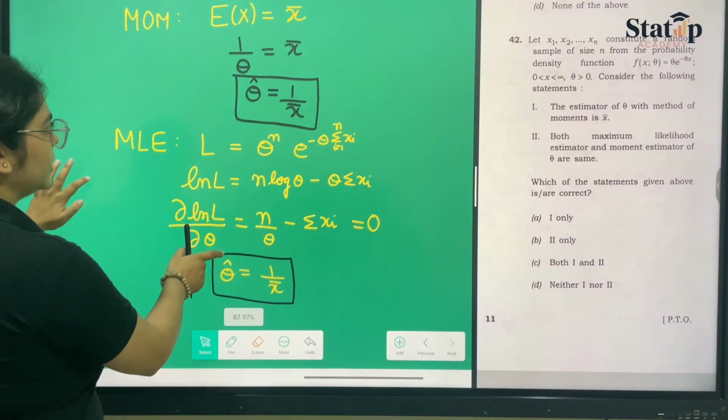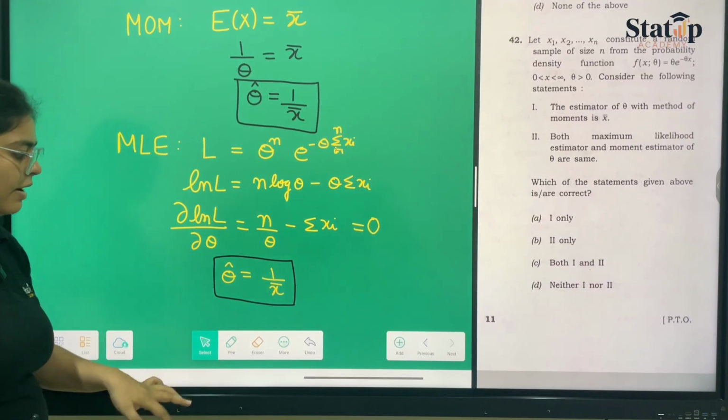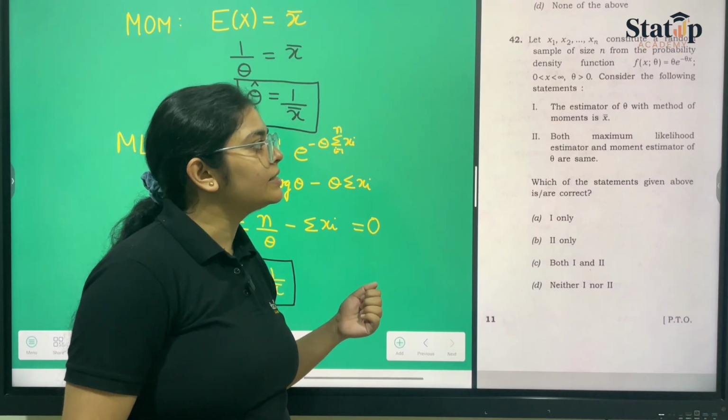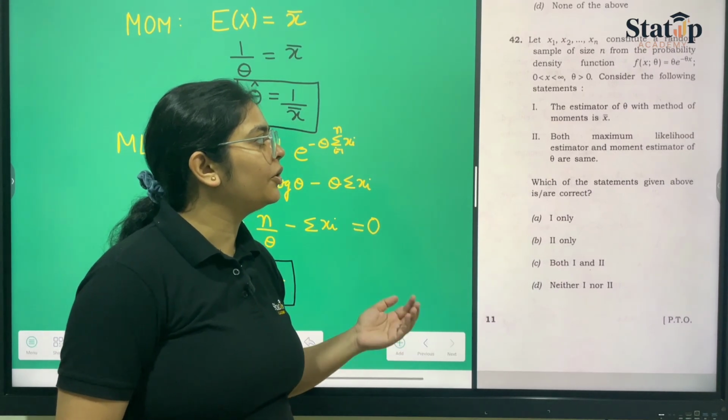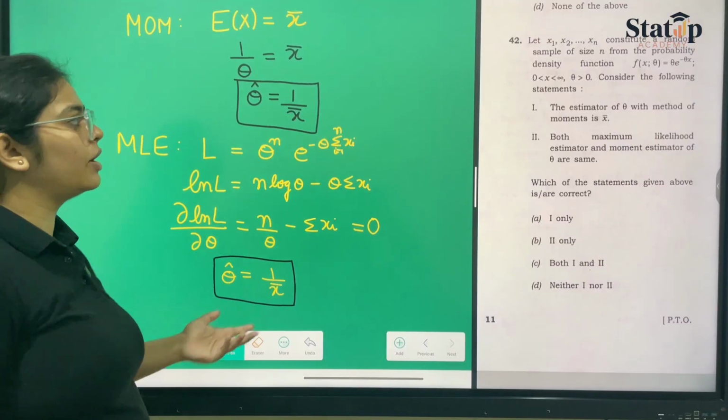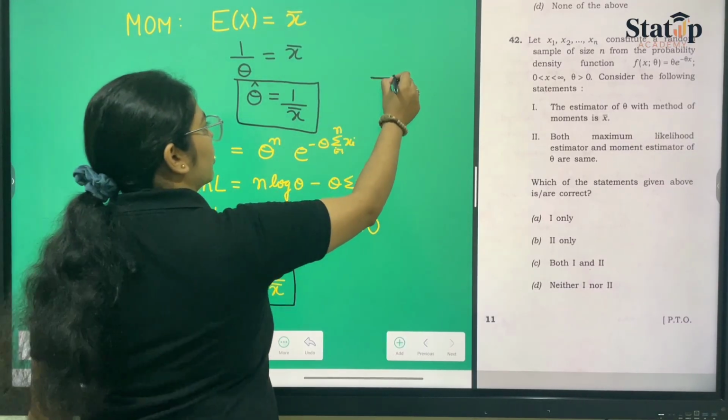Now let us see what the statement gives. I am taking both of them on the same page. First statement says that the estimator of theta with method of moment is x bar. But here we have proved that it is 1 upon x bar. So our statement 1 is wrong.